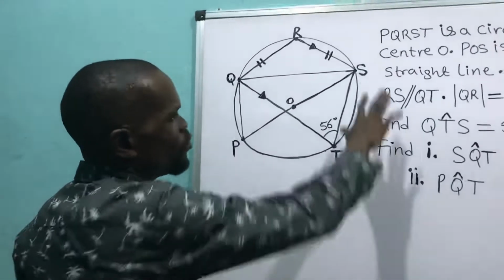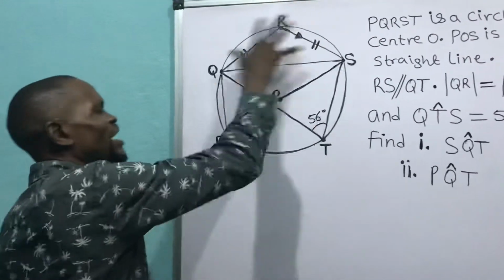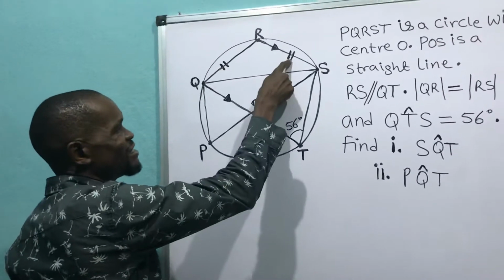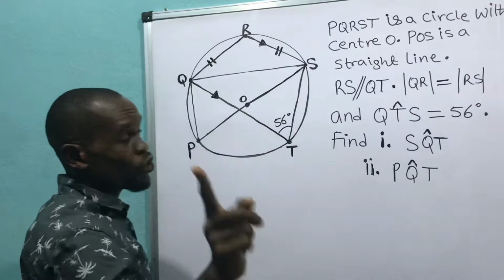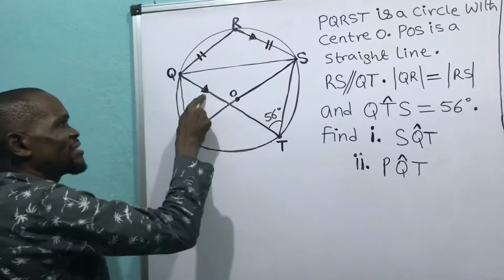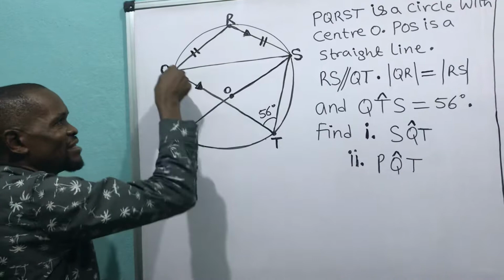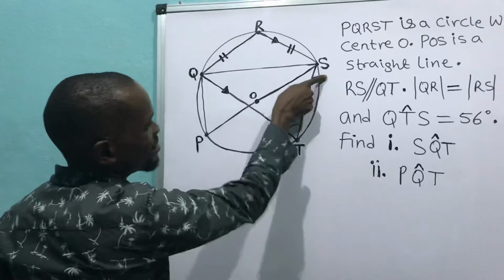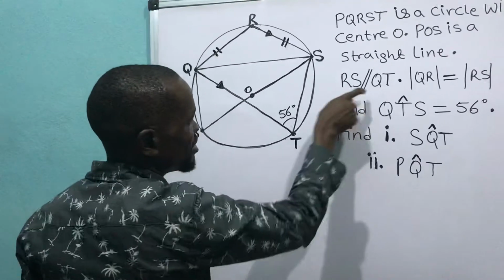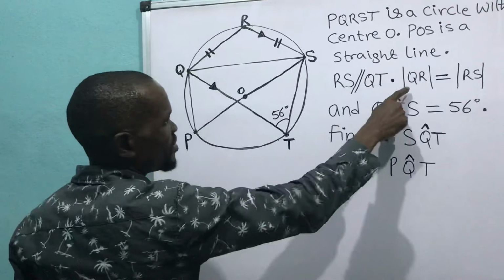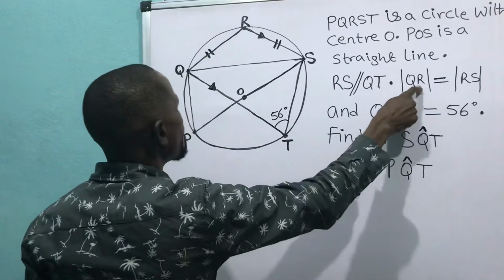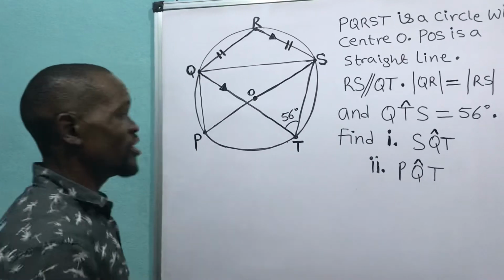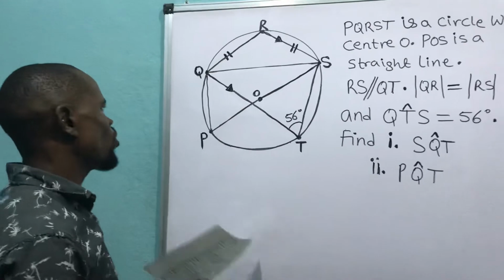Looking at this, even without being told, you can interpret from this diagram what they gave you here. This sign is telling me that these are equal, and this sign and this sign are telling me that this line and this line are parallel. That's what they are telling you here, that RX is parallel to QT. And line QR is equal to line RX. That's the information they give us here. And this is the angle. Let's move to what we have here.